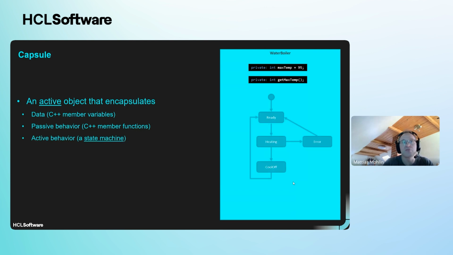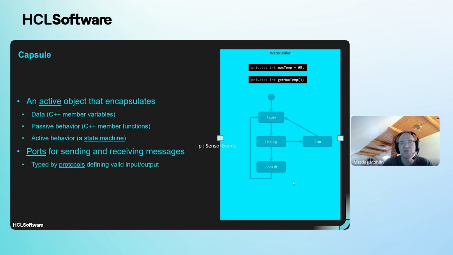But then in addition, and contrary to a C++ class, it can have an active behavior in the form of a state machine, which describes how this object changes over time. It can also have ports that are used for sending and receiving messages from other objects. And those ports are typed by protocols, which define the valid input and output on each port.